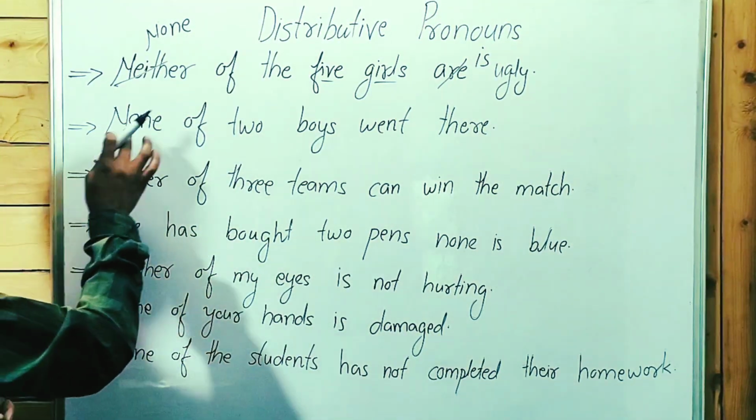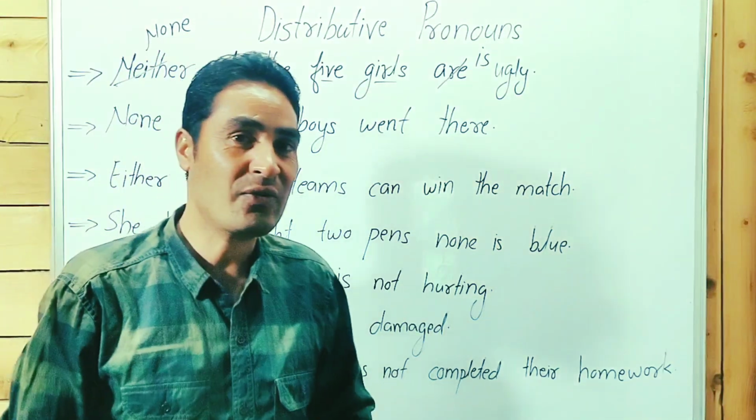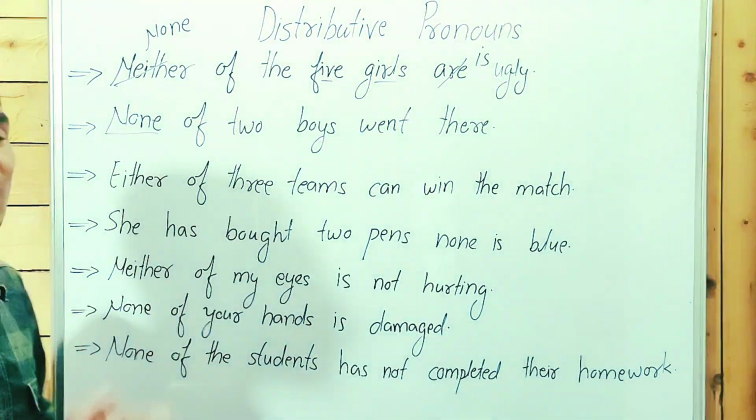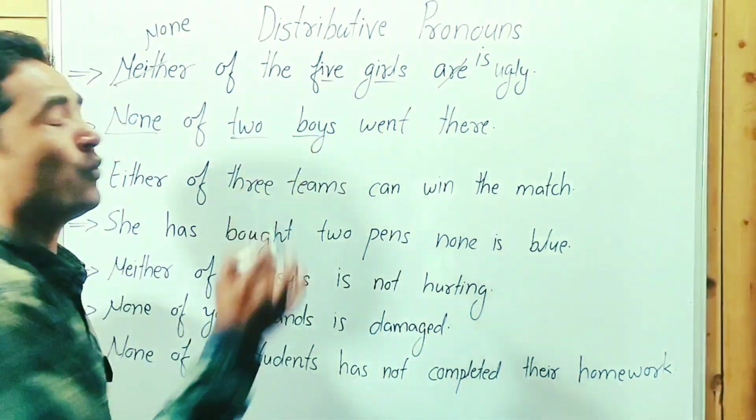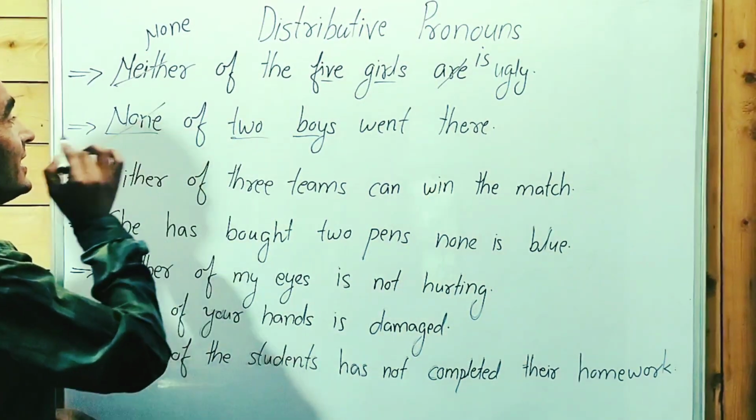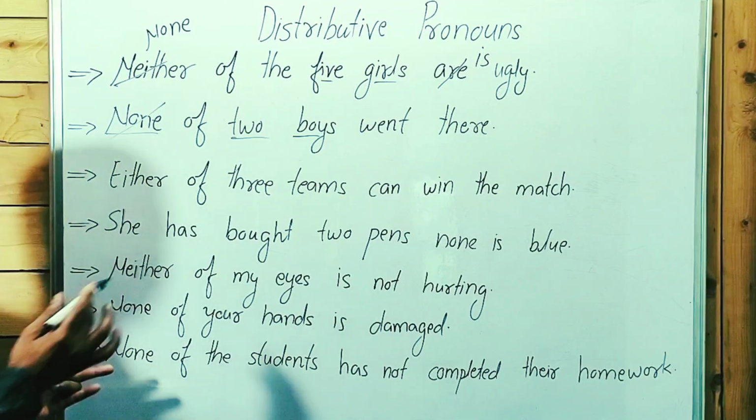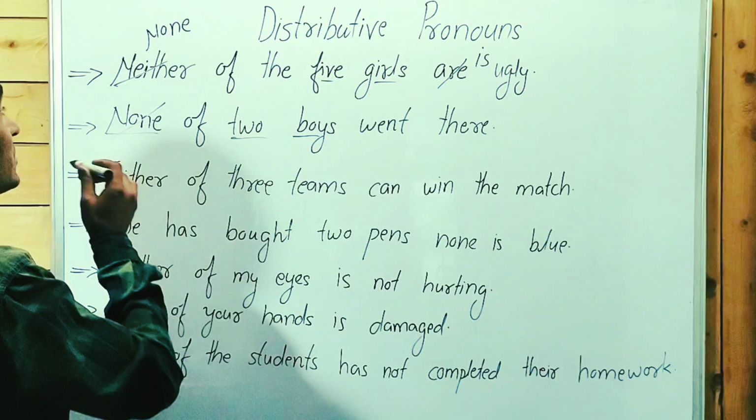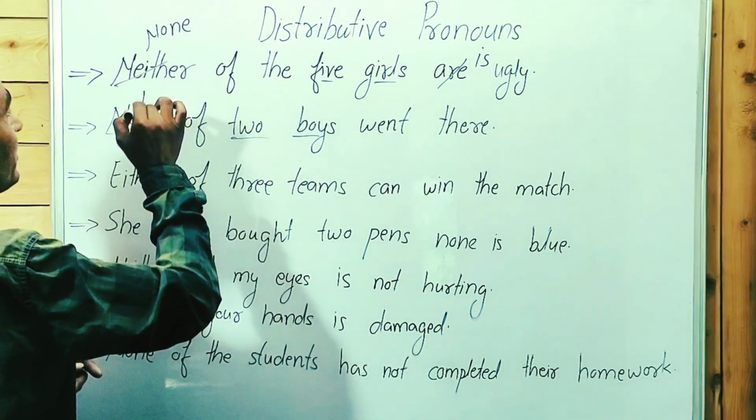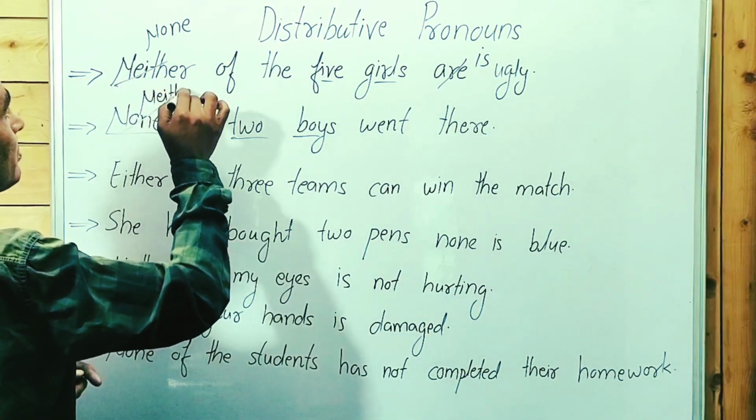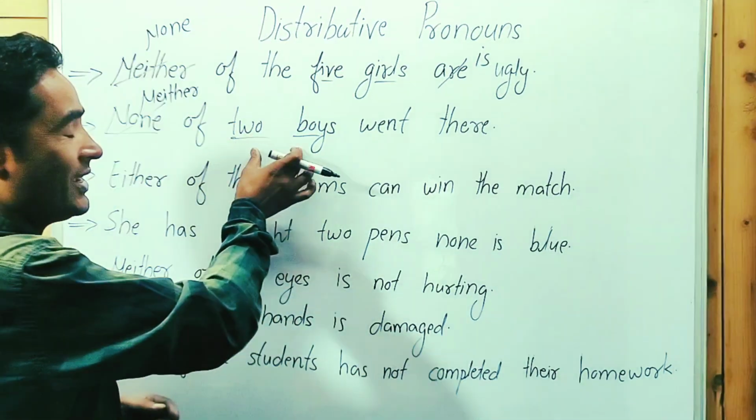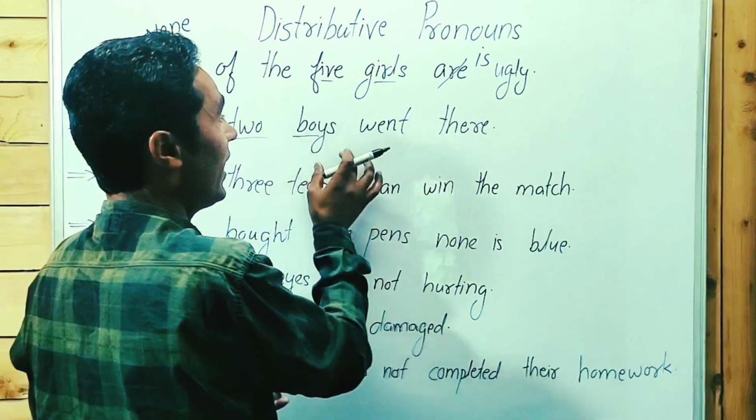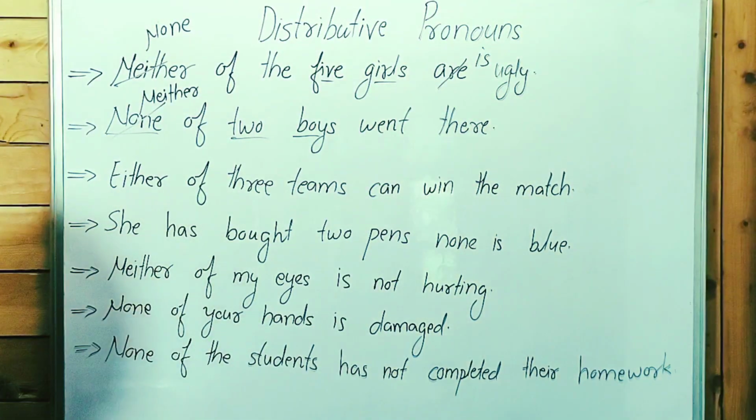None of the two boys went there. None stands for 0 out of many, but we are talking about two boys. So in this case, none is an incorrect distributive pronoun. We have to use neither. Guys, point to be noted: neither of two boys. Neither stands for 0 out of 2. Neither of the two boys went there. Now it's a correct sentence.